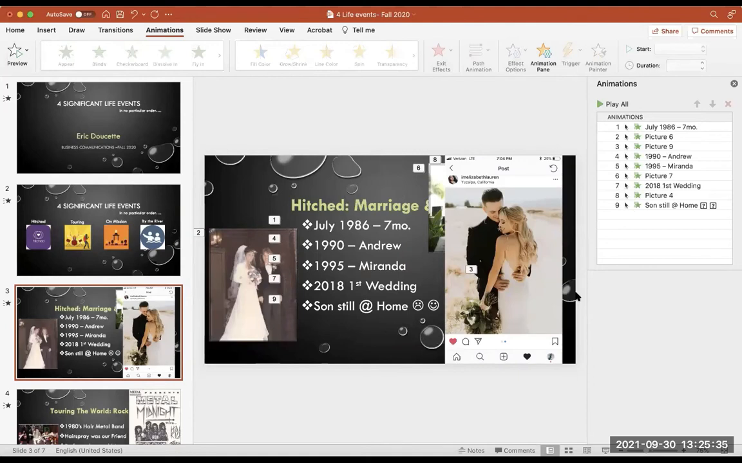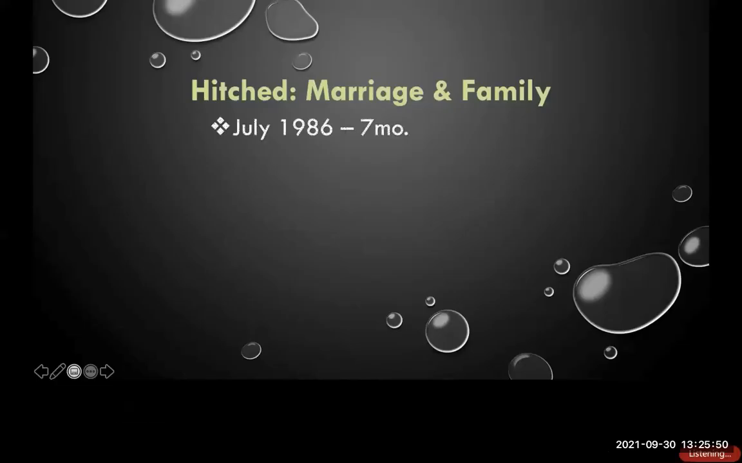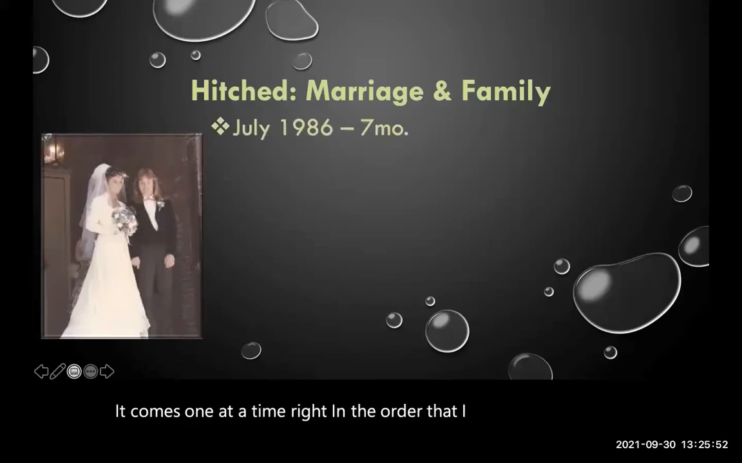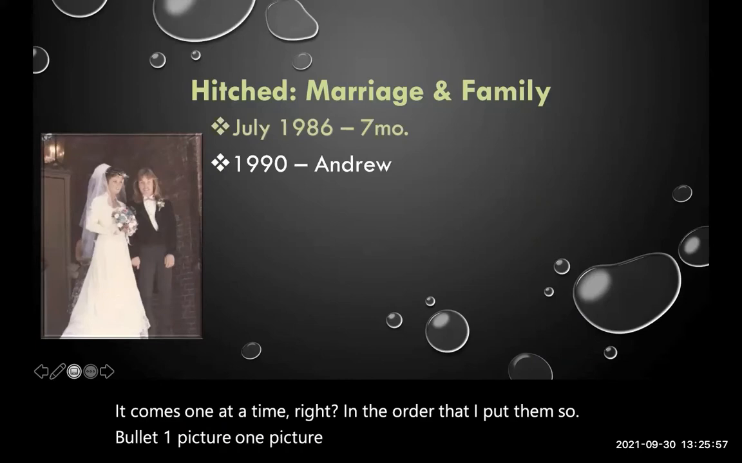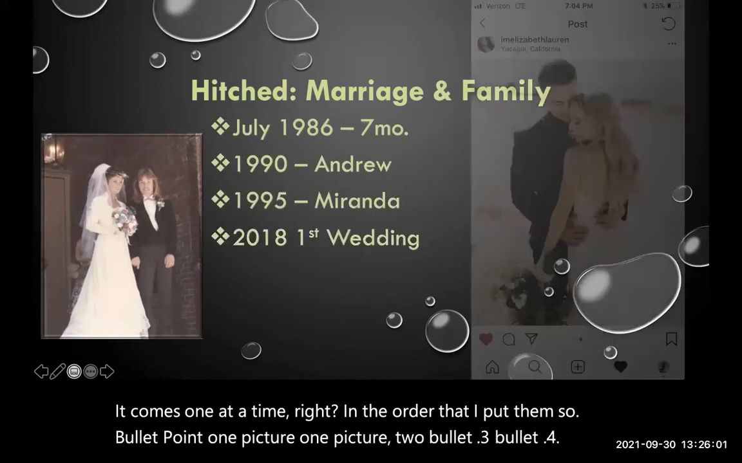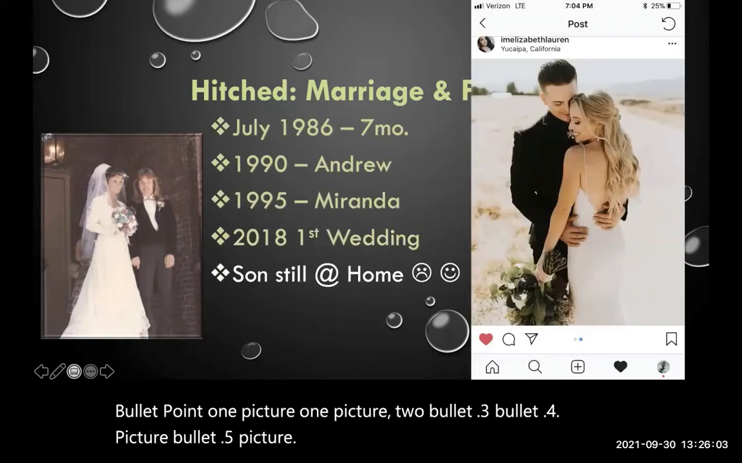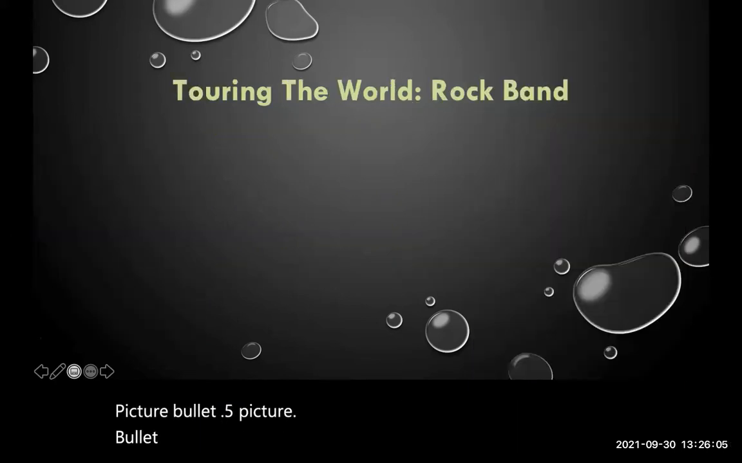Now here I have all these pictures that are overlaying one another, so it gets to be a little more tricky when you do it that way. And what I did was I built it, and then I kept adding a new picture, and then I would add it to my list. And so if I play the slide, it comes one at a time, right, in the order that I put them. So bullet point 1, picture 1, picture 2, bullet point 3, bullet point 4, picture, bullet point 5, picture, bullet point 6. That was it.